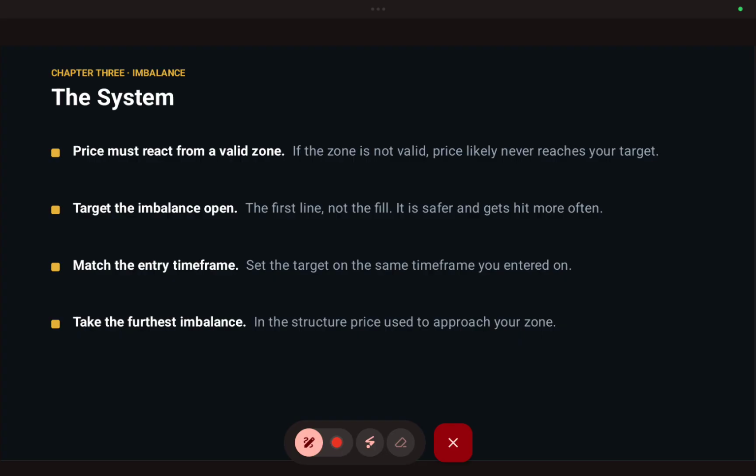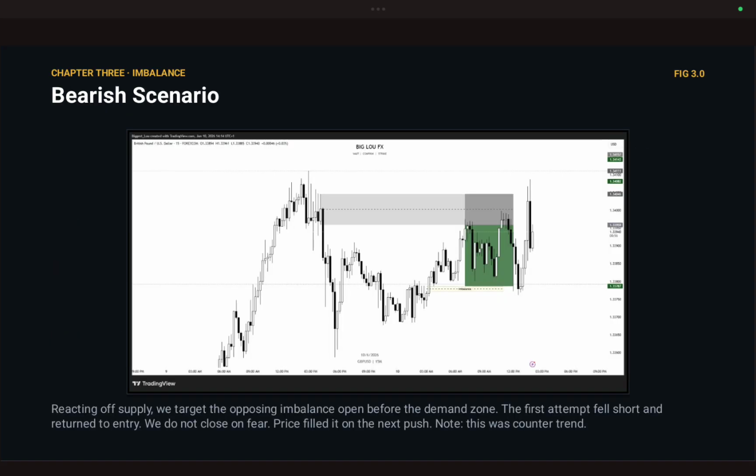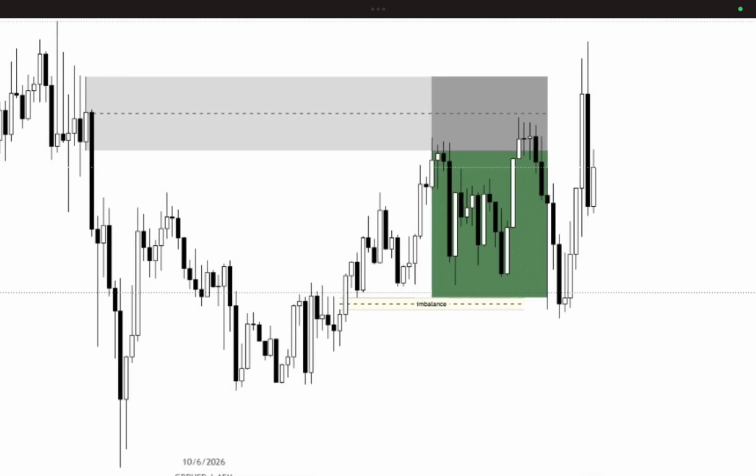Then what imbalance are you targeting? You are targeting the furthest imbalance in the structure price used to approach your zone. All these things you don't need to bother yourself. I'm going to show you. So let's take a look at this example. All right, so you can see this.